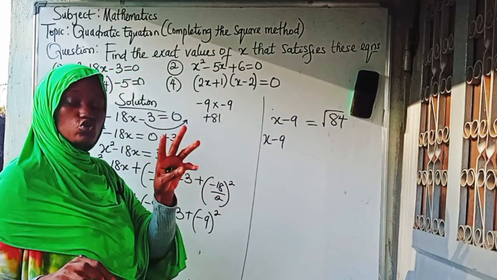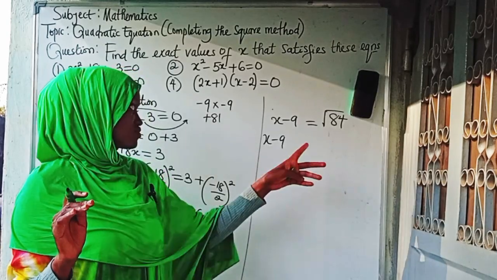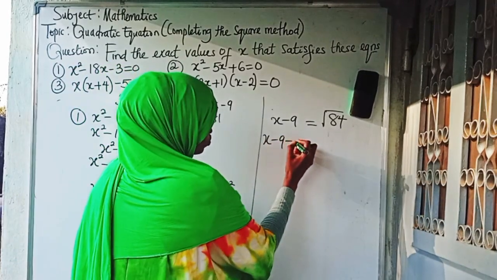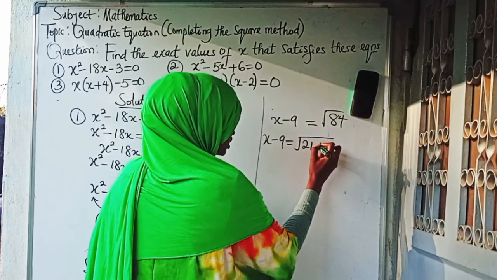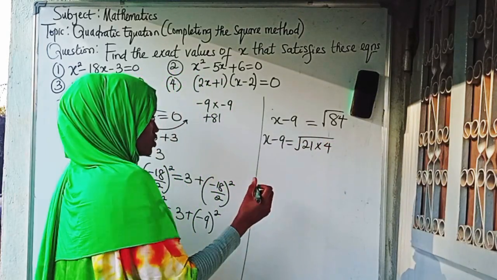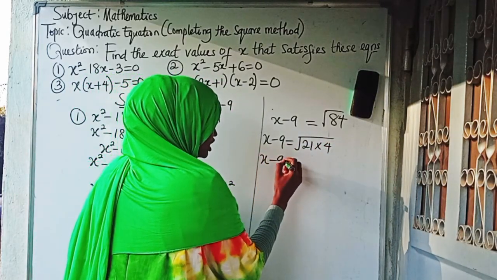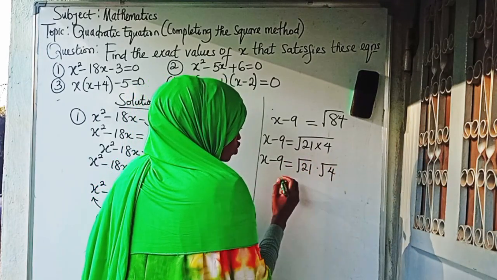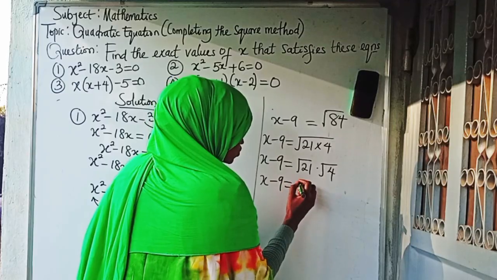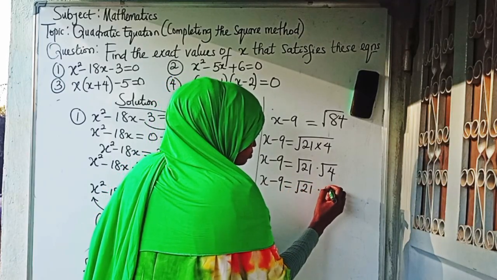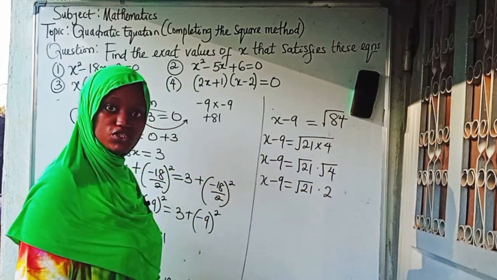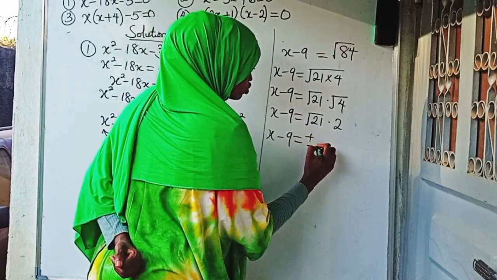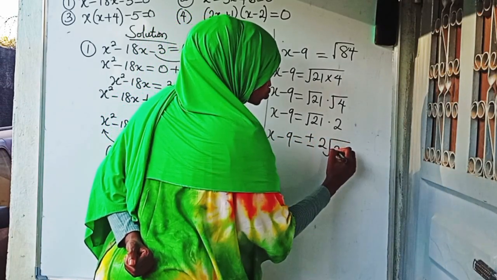For the square root of 84, we look for two numbers that when multiplied give us 84, such that one of the numbers is a perfect square. We have the square root of 21 times 4, and 4 is a perfect square. So x minus 9 is equal to the square root of 21 times the square root of 4. The square root of 4 is 2, so x minus 9 is equal to plus or minus 2 root 21.